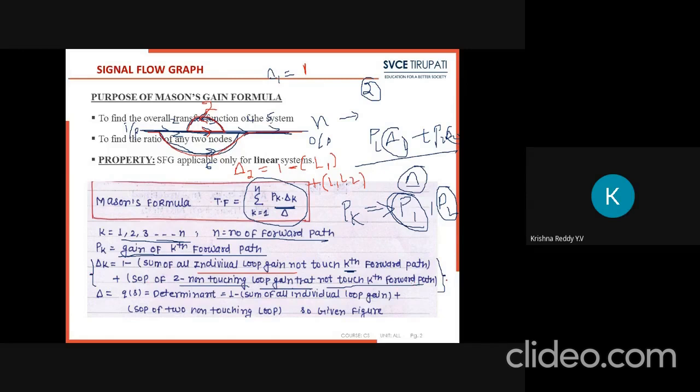Up to now, you can calculate delta 1, delta 2 like this. What is delta? It is 1 minus the sum of individual loop gains plus the sum of two non-touching loops and so on. Here we are using the kth forward path. Delta 1 means we are using the forward path, and asking which of the loops do not touch the kth forward path. But for delta, initially we are dealing with all the loops we have. If you have seen one problem, you can easily understand.